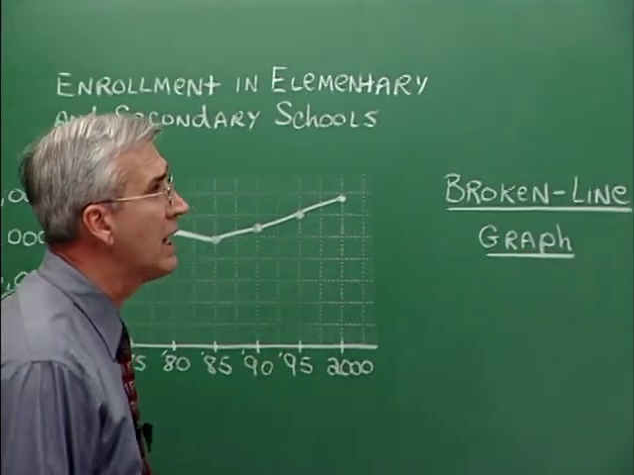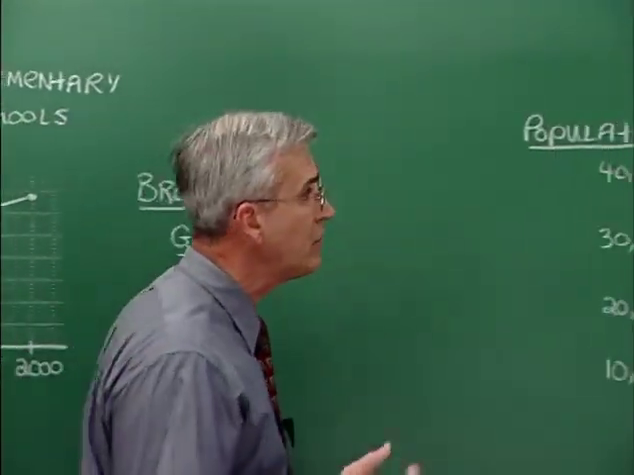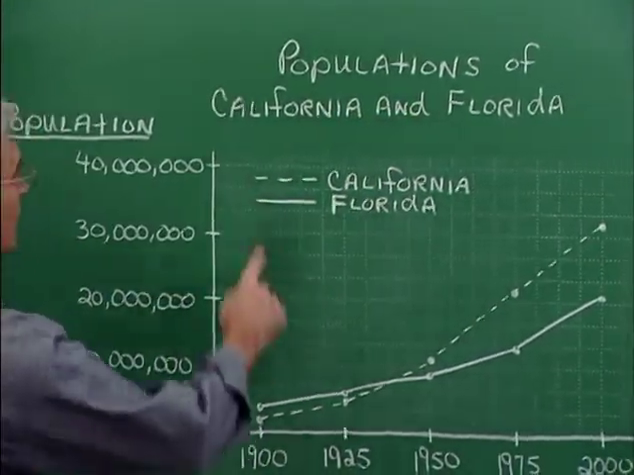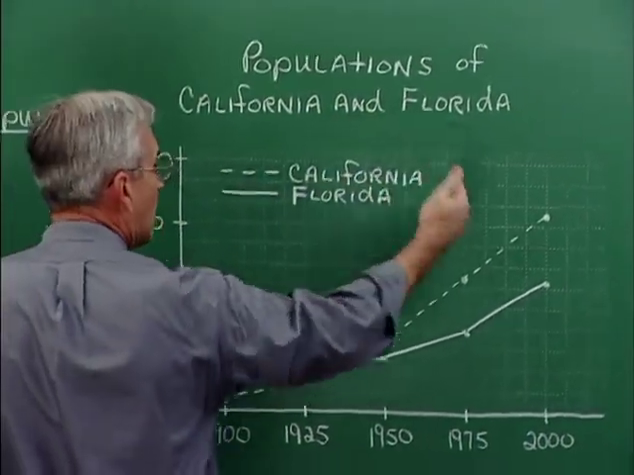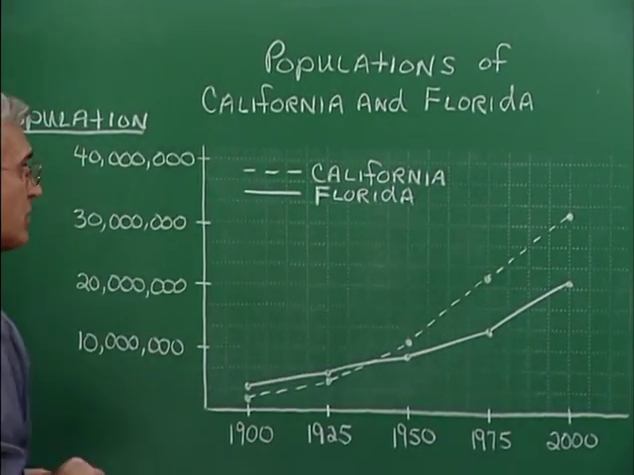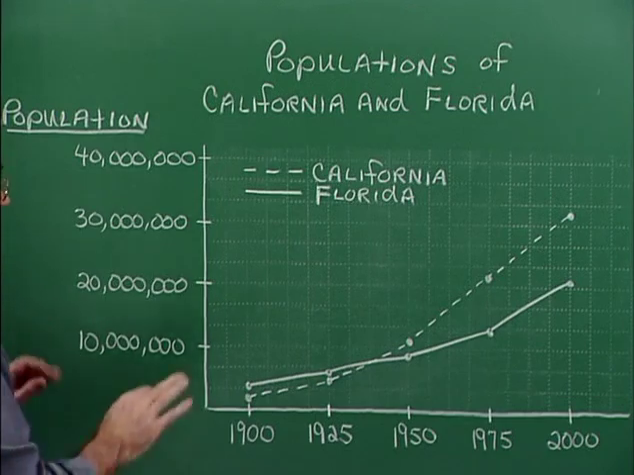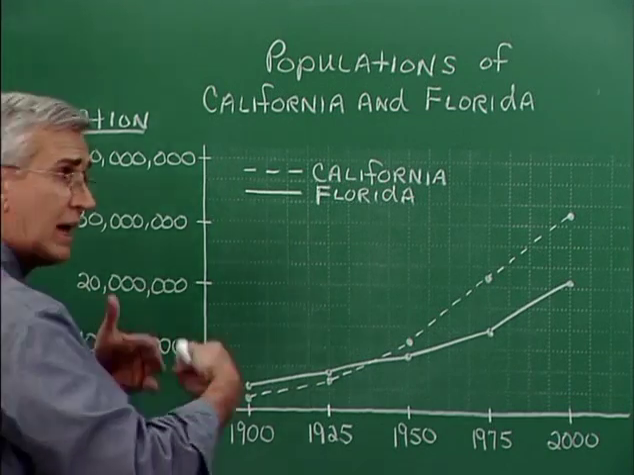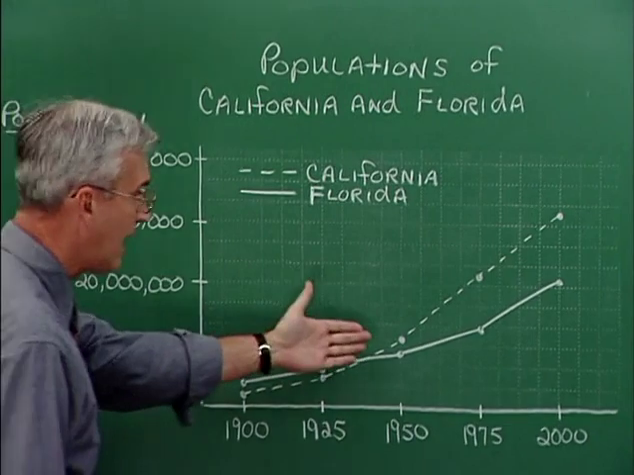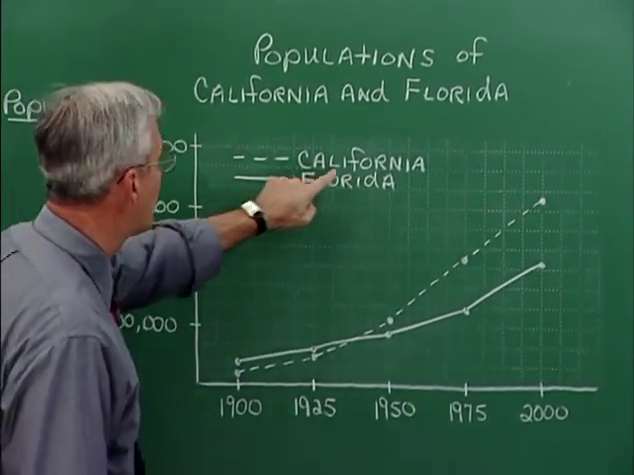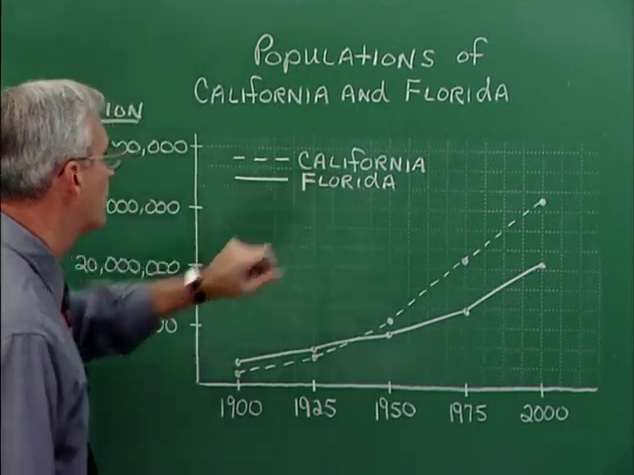Here's another broken line graph, and this one actually has two bits of information on it. This one is entitled Populations of California and Florida. One of the graphs represents the population of California, the other represents the population of Florida. And we need some kind of legend to tell us which graph is which. Here it says that the dotted line is for California and the solid line is for Florida.